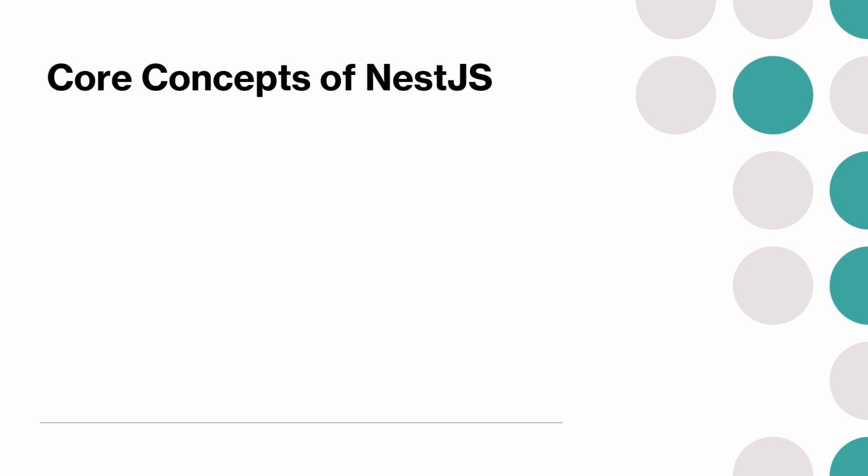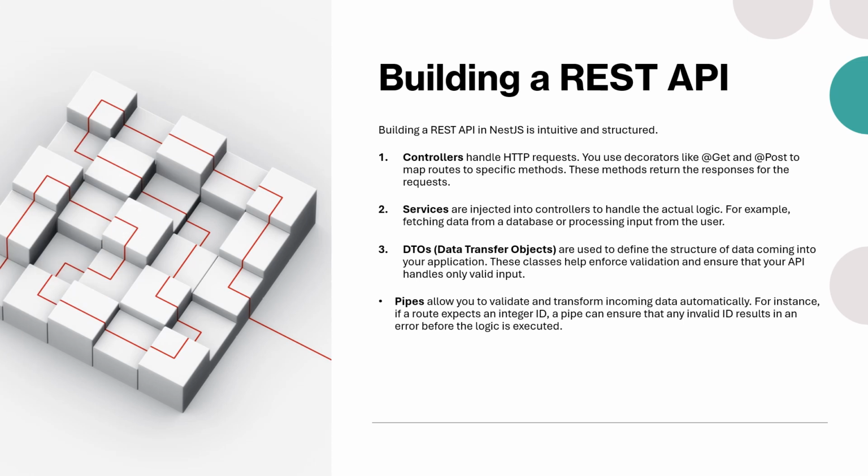Dependency injection. A powerful feature that allows you to share logic or services throughout your app. For example, you can inject a service into a controller to handle database operations or external API calls. Building a REST API. Let's create a RESTful experience. Building a REST API in Nest.js is intuitive and structured.